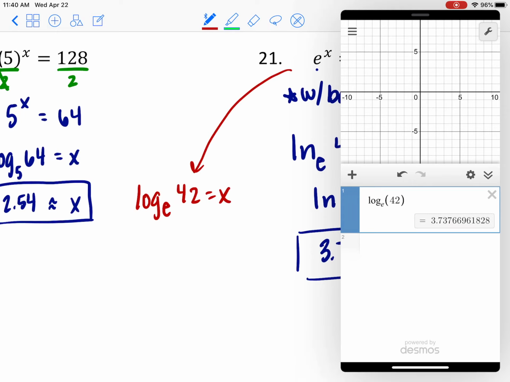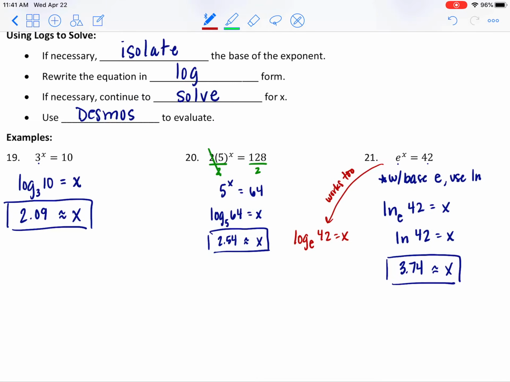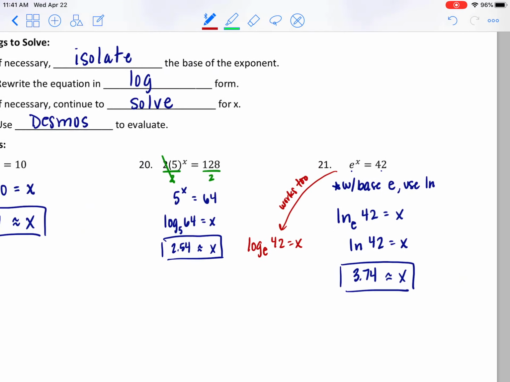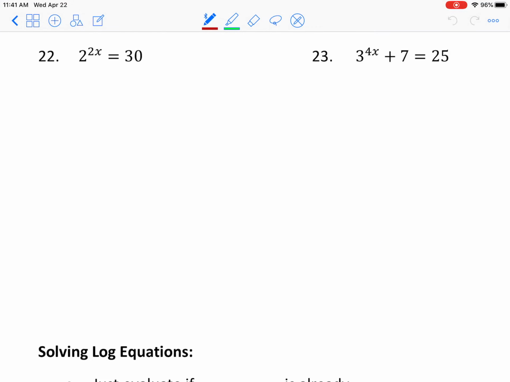Hopefully Desmos likes it. So if I went log base e of 42, gives me, yep, same answer, 3.74. Okay, so you could do the same thing. It's just preferred to use natural log when it's base e because natural log is already base e. But this works too. Up to you, I suppose. All right, now, oops, let's continue. So here, we've got a little extra piece in the exponent. That's okay.